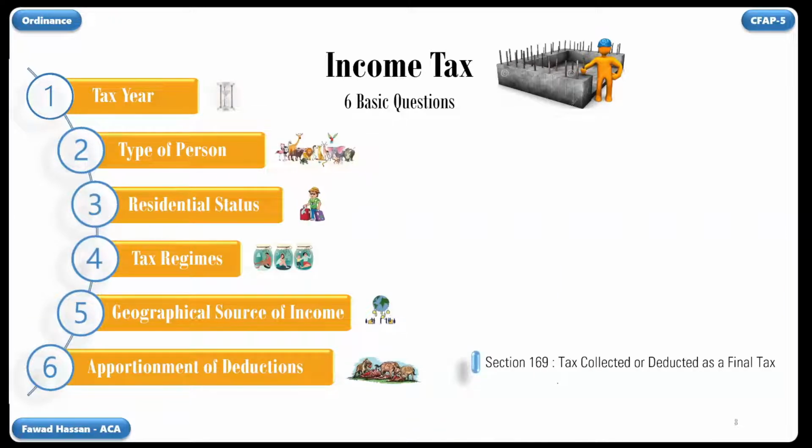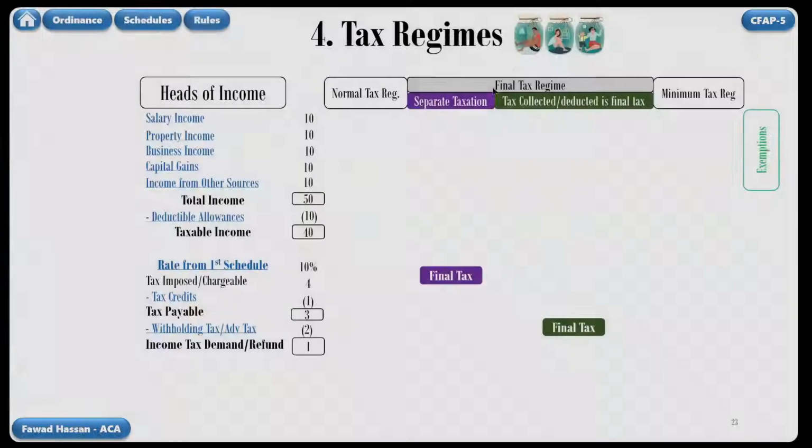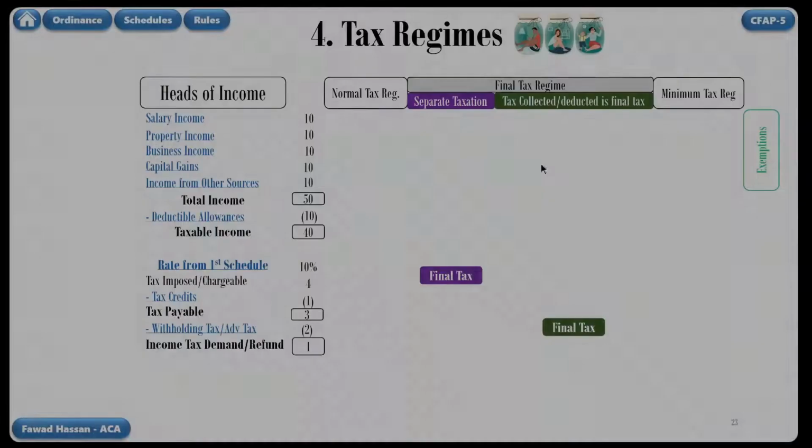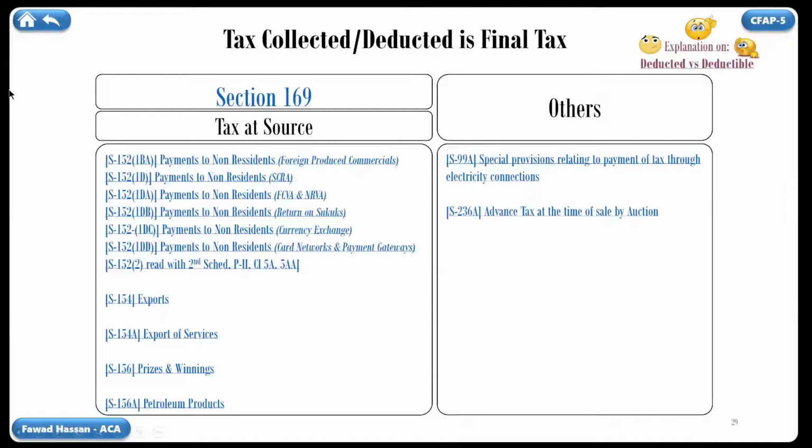Section 169. The title of this section is Tax Collected or Deducted as a Final Tax. Let's go to the Tax Regime link, and then click on this green box. Now we are on a slide which is about Section 169.